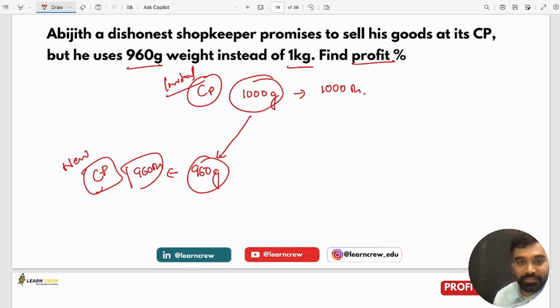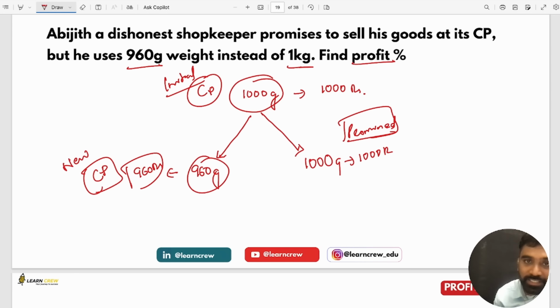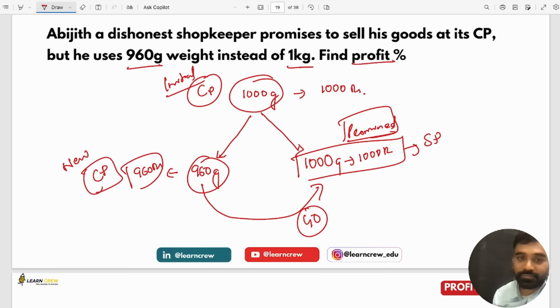So now, what had he promised to sell? He had promised to sell 1000 grams. He got 1000 grams for 1000 rupees. He had promised to sell 1000 grams at 1000 rupees, and this is what he's selling at. He's telling, sir, I got for 1000 rupees, I'll take it for 1000 rupees and go, sir. What is this called as selling price? Selling price. So from 960 to 1000, what is the difference? Sir, 40 rupees.